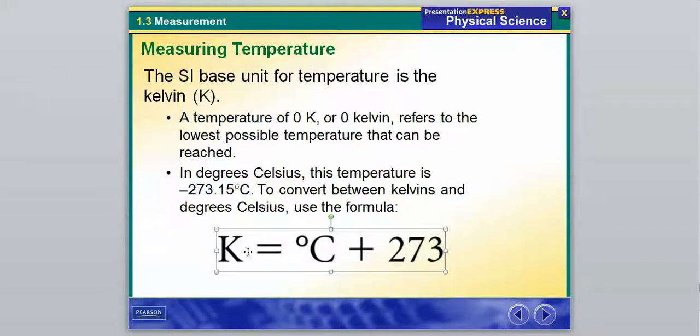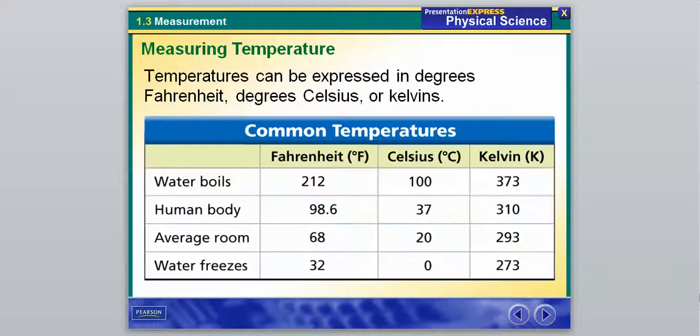To go between Kelvin and Celsius, it's pretty similar. You just take the Celsius plus 273, and that'll give you the Kelvin. And then right here are different temperatures in Celsius versus Kelvin, but we don't need to know those right now. So that is it for section 3. Let me know if you have any questions.